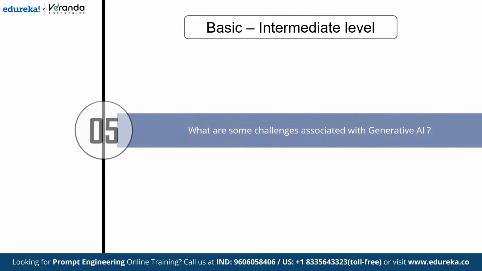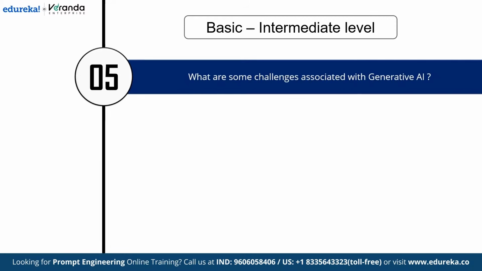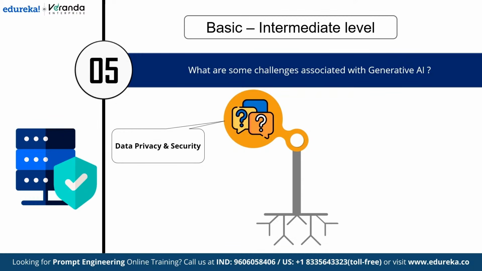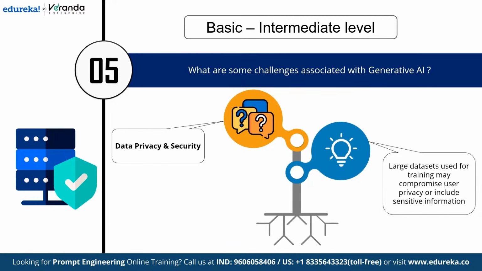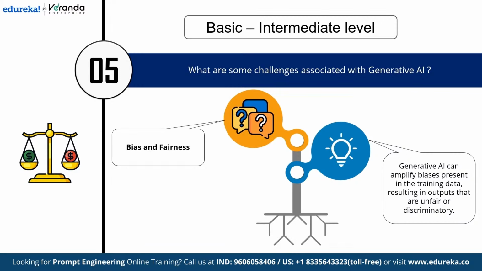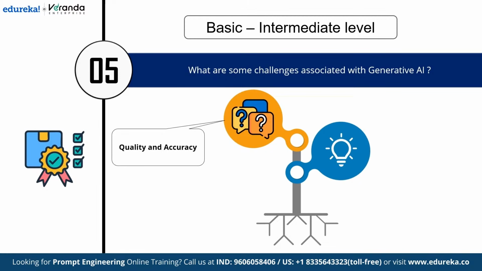Now, moving on to our next question, what are some challenges associated with generative AI? Some key challenges include data privacy and security. Large datasets used for training may compromise user privacy or include sensitive information, leading to regulatory and ethical concerns. Next, bias and fairness. Generative AI can amplify biases present in the training data, resulting in outputs that are unfair or discriminatory.